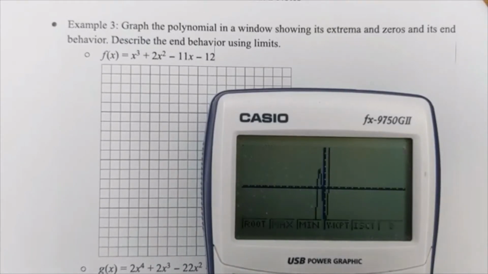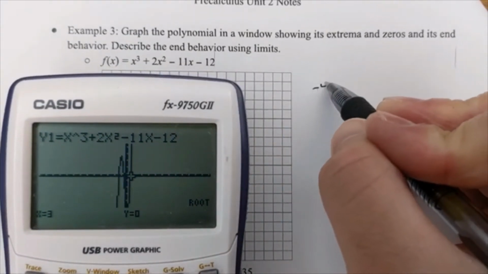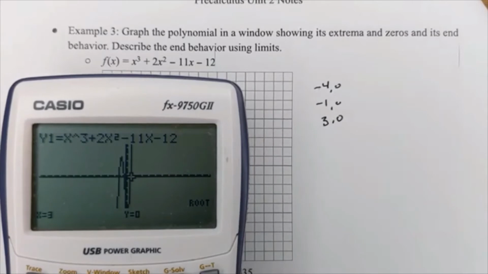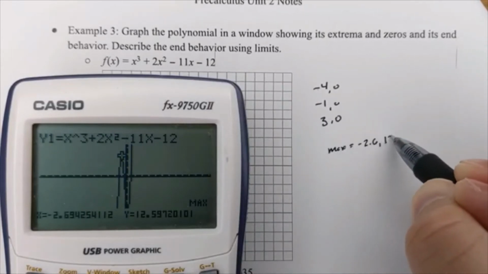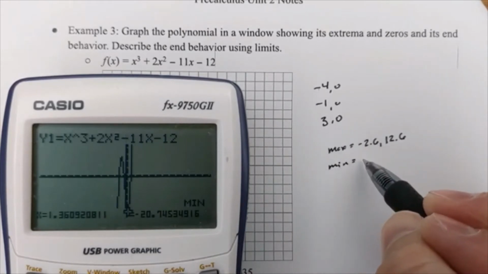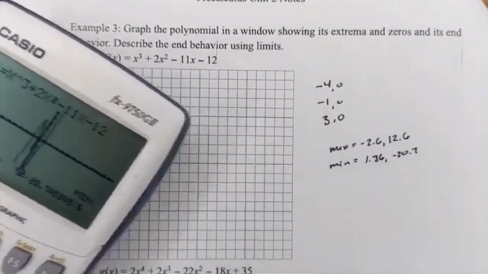So let's find the extrema here. We'll find the roots first. There's a zero at -4. There's one at -1. And there's one at +3. So we'll jot these down. So -4, -1, and +3 are zeros. And extrema, so G-solve maximum. So we have a max at -2.6, comma 12.6. And find the minimum. The minimum occurs at 1.36, comma -20.7. That's pretty big.